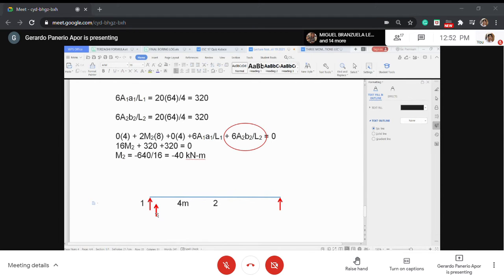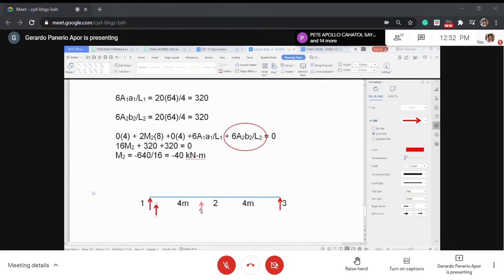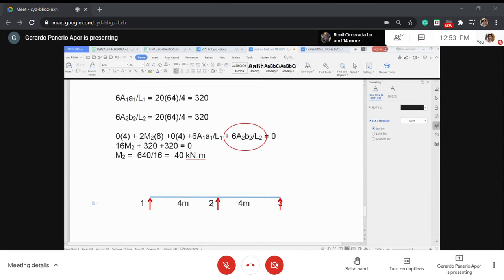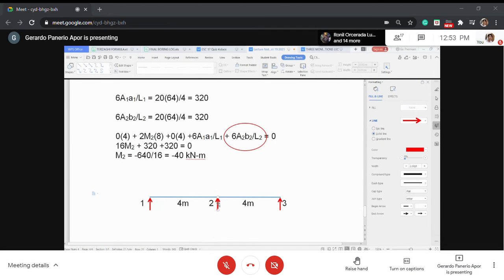You have 4 meters here. Then we have 3 here. That's point 3, no? So at point 2, actually there are two of them, no? There are two. One for segment 1, 2, and the other one is for segment 2, 3, no?